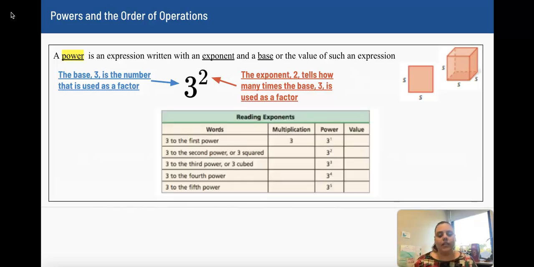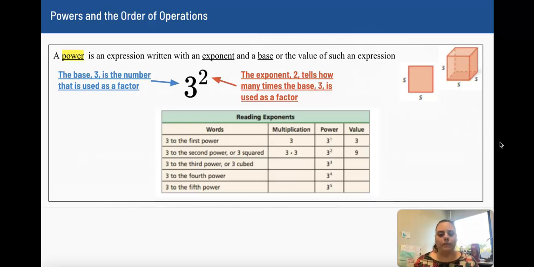So let's fill in your table together. 3 to the first power would just be 3. We could see it written as 3 with a 1 in the exponent, and that value is just 3. 3 to the second power, or 3 squared, because a square would be a number times itself, would be 3 times 3. We see this written as 3 squared, and the value is 9. So 9 is a power of 3 squared.